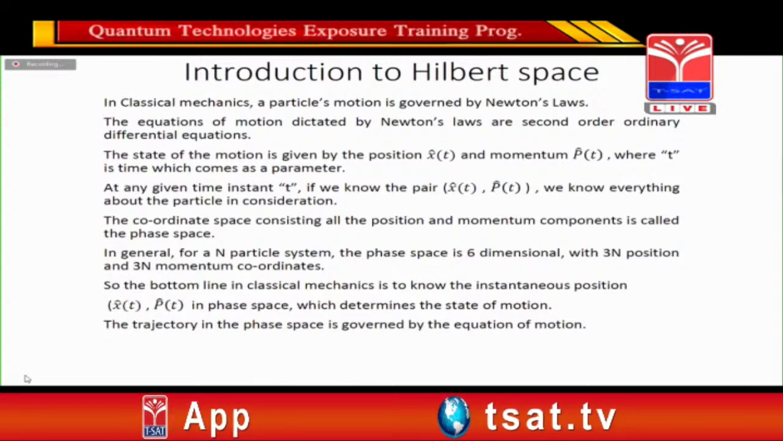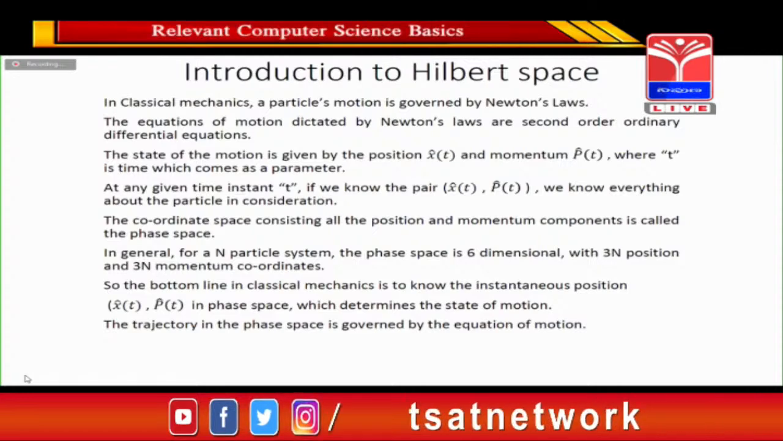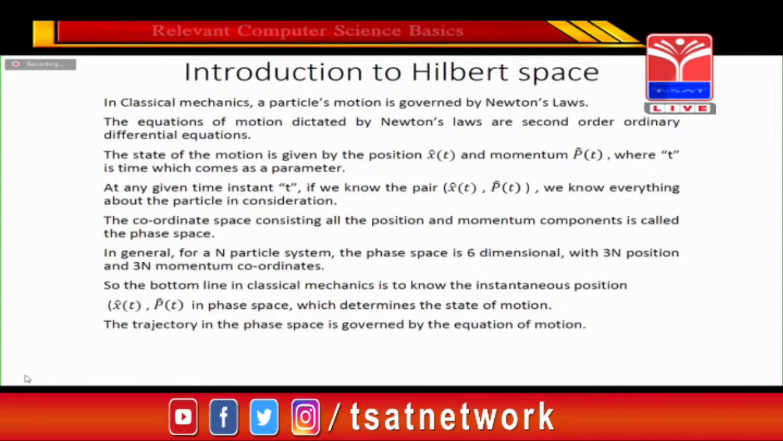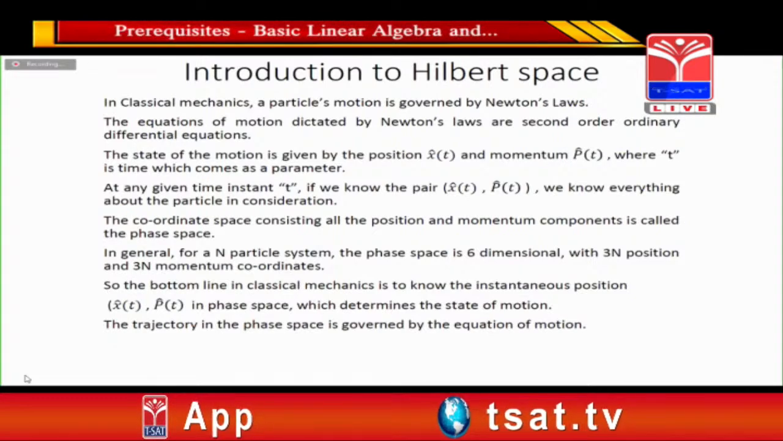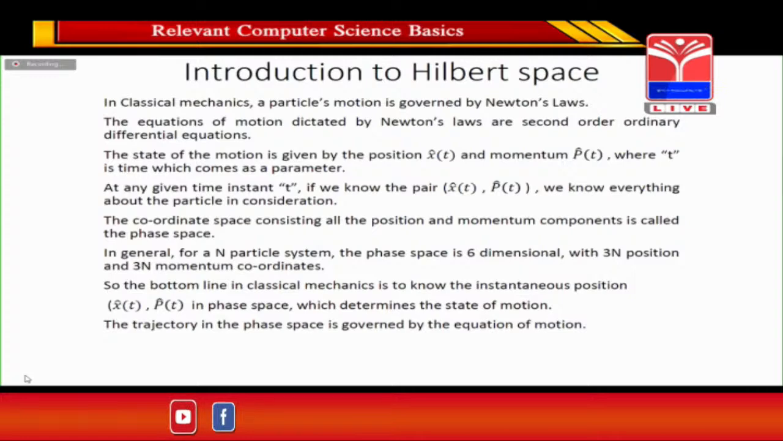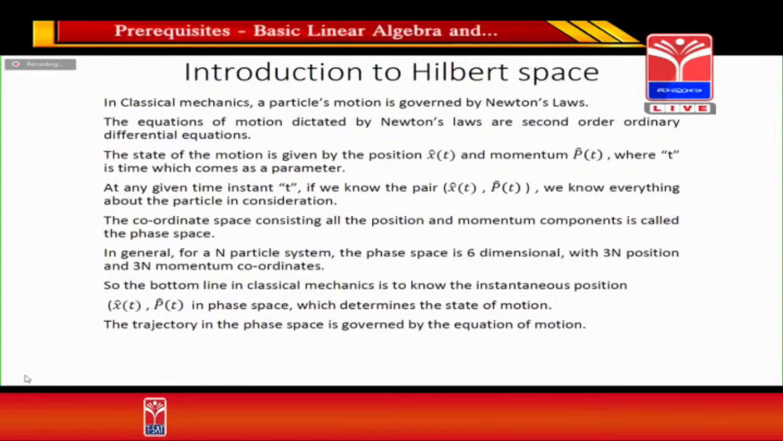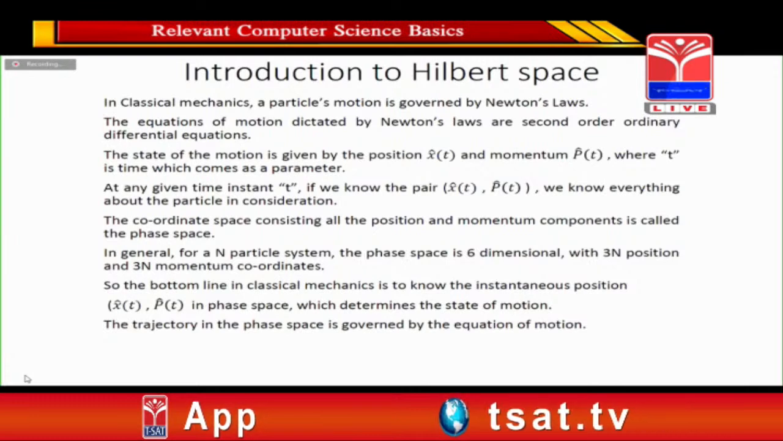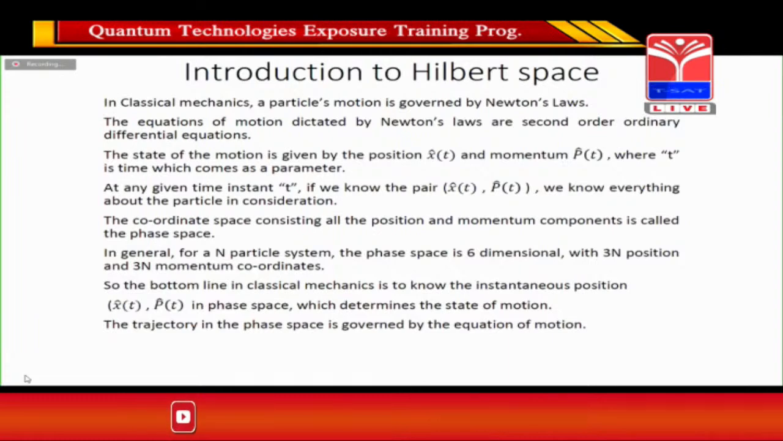Now, why position and momentum? Because the state of motion of a particle at any given time is completely described by its instantaneous position and instantaneous momentum. If we know the position and momentum of a particle in classical mechanics, at any given time, then we know everything about the motion of that particle. That's why we use this space called phase space. Now for a point particle, it is a six-dimensional hyperplane space.